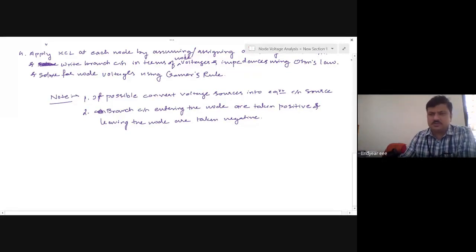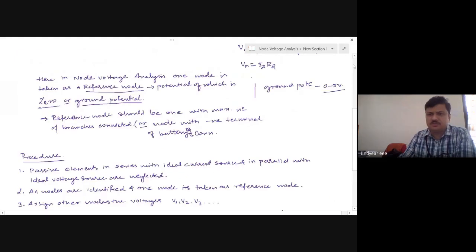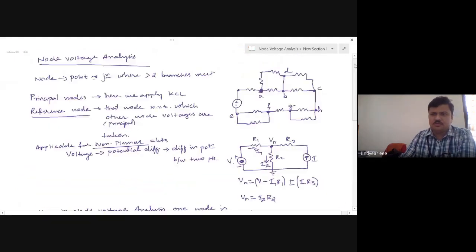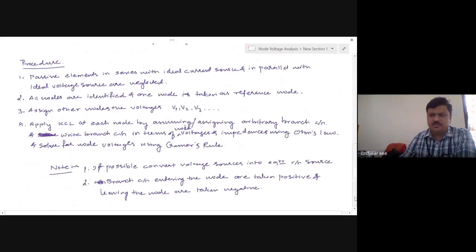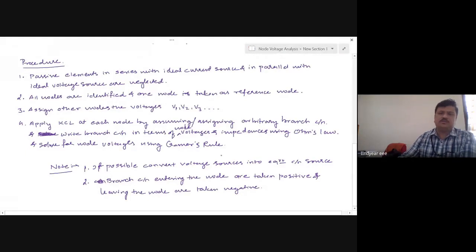So in the morning class, before lunch, we just saw what is a node, and how to start with the node voltage analysis. What we are doing, see, this is one more analysis technique, like we use simple Ohm's law or simple KVL equations or mesh current analysis. Like that, this is one of the techniques.